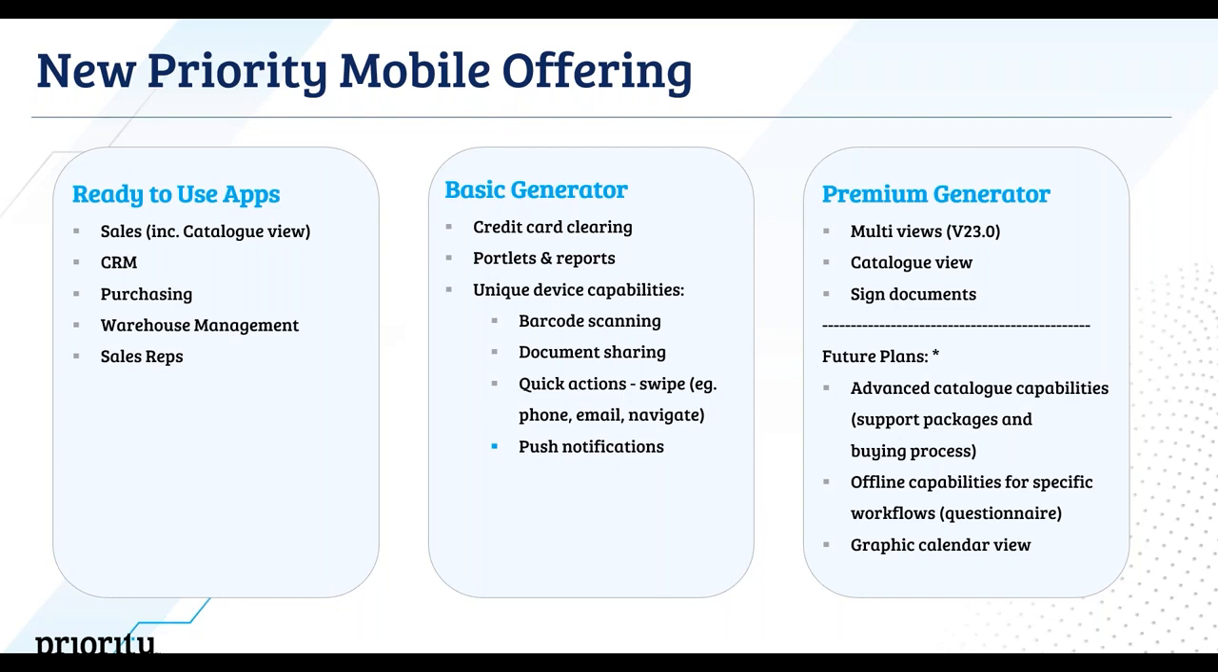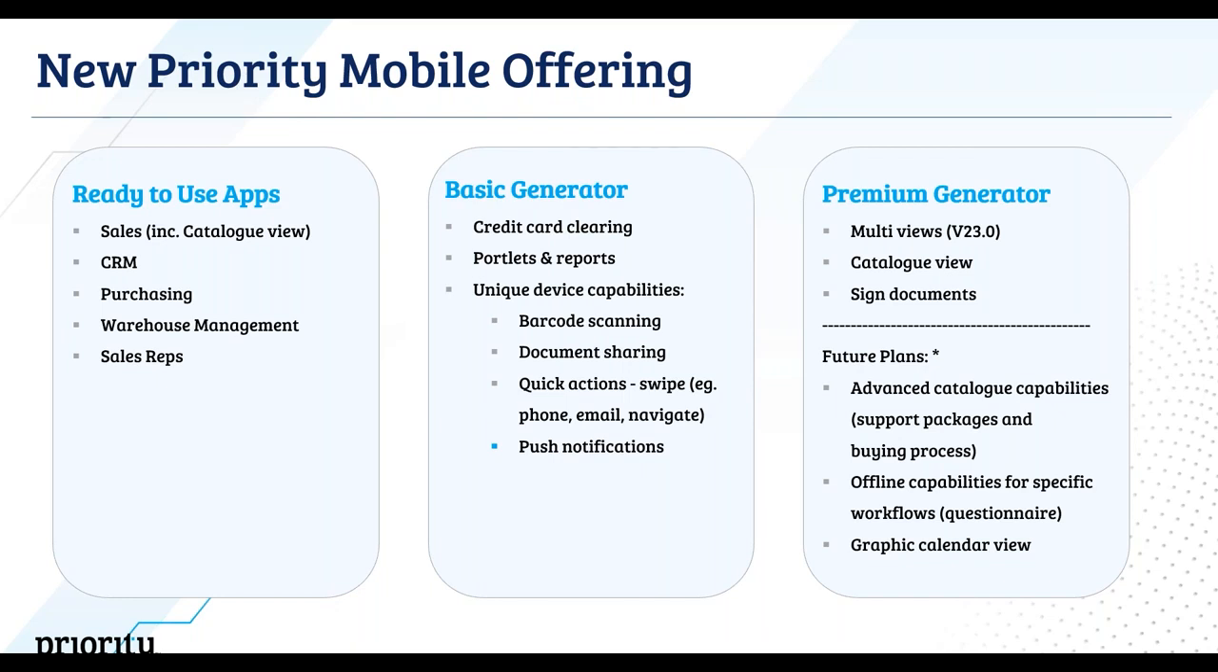So from now on, there are going to be 3 types of offerings for new customers instead of 2. The option you already know is here on the left, the ready-to-use apps. The advanced offering, which is the 2 on the right that include the application generator, will be made up of 2 types of offerings from now on, 1 basic and 1 premium.